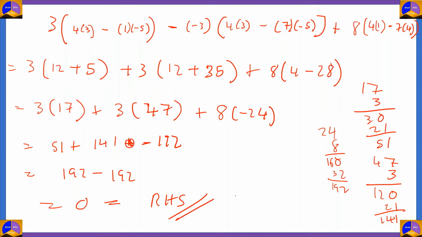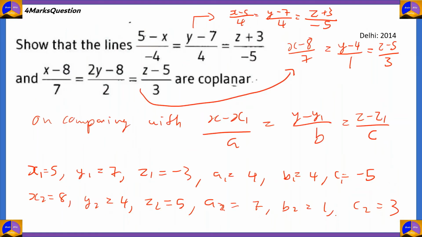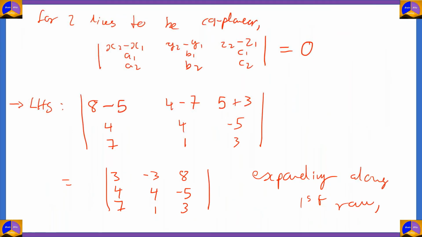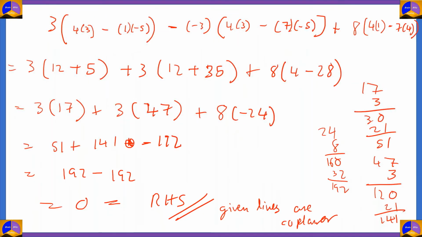So we have proved that the given lines are coplanar, which is what we were asked to show. We were asked to show that the lines were coplanar, and we did that by using the condition for coplanarity. And putting in the values, we got the value 0, which proves that the given lines are coplanar.